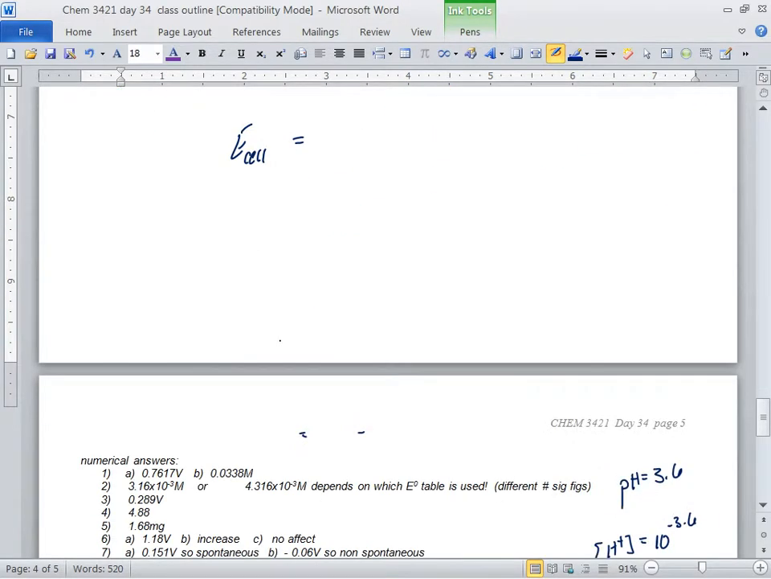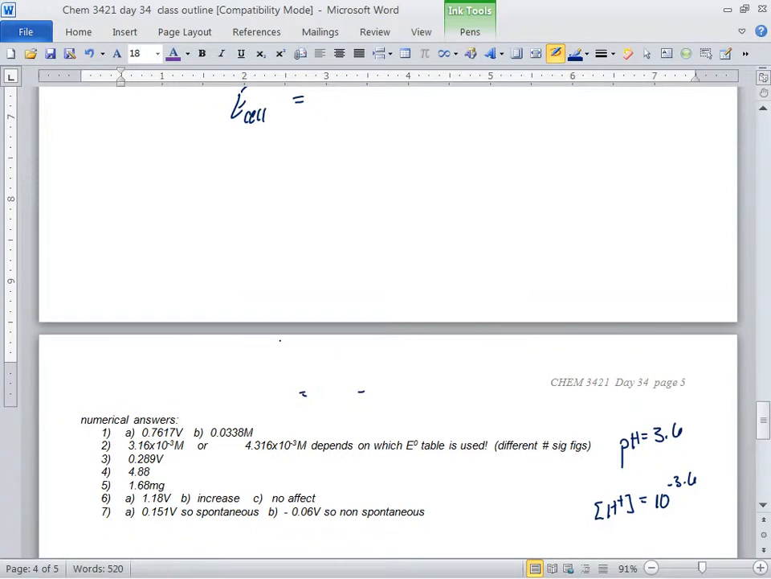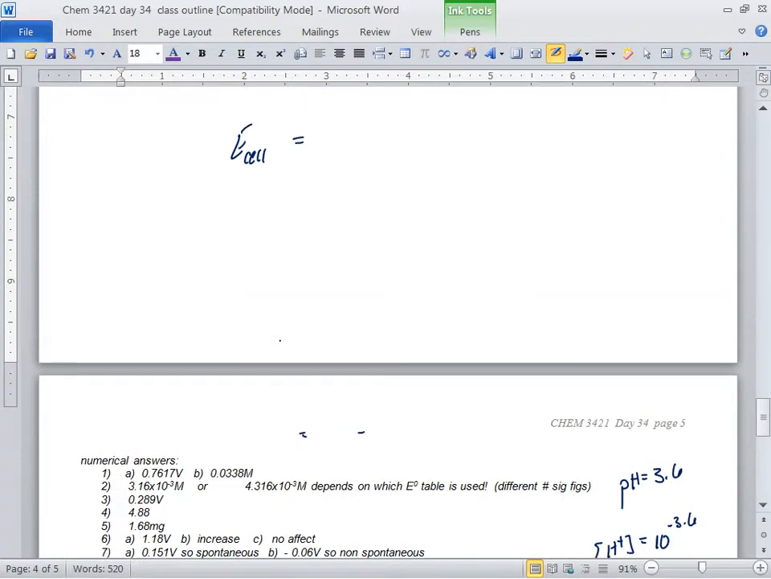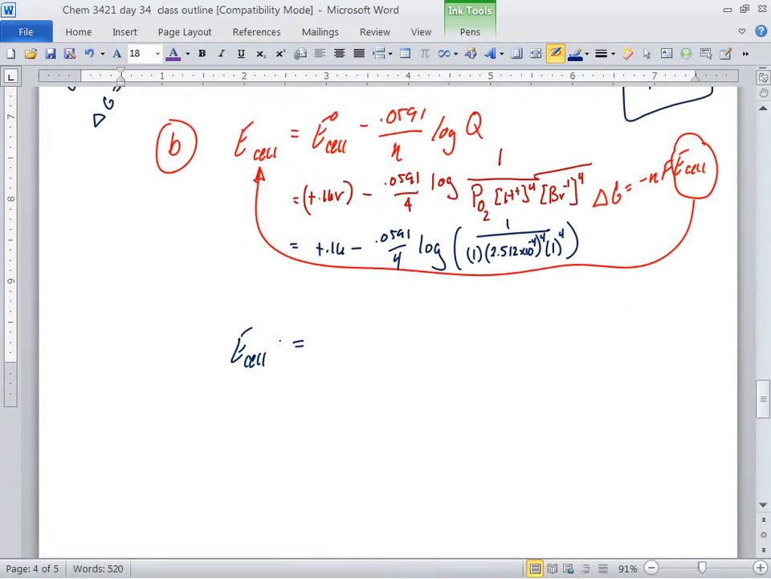Hopefully you get, what did I say? Negative 0.06 volts. That's what I came up with. Is that right? It works out. Okay.